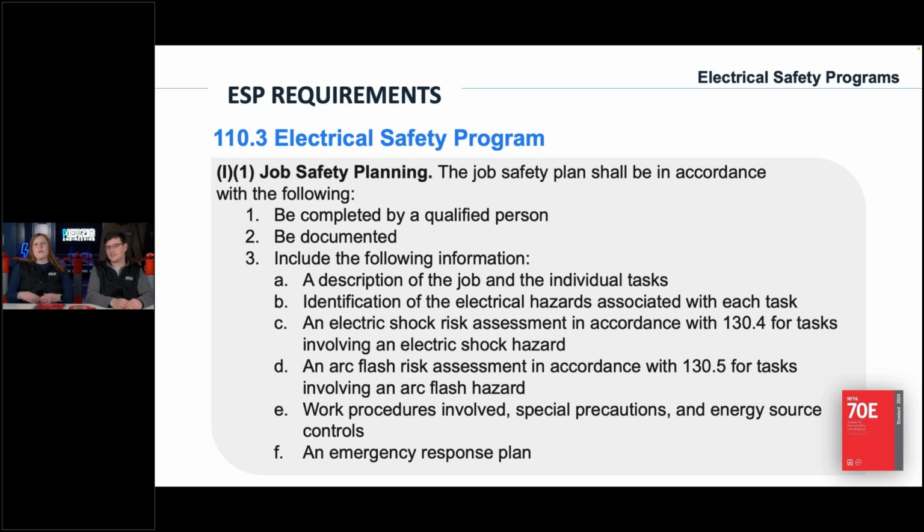So the information that has to be included in a job safety plan, where do you get that? Maybe you know what the job is and what the tasks are, the equipment. You can figure that one out, no problem. That's the whole reason why you're about to open this. Identification of the electrical hazards and doing your risk assessments for shock and arc flash, and then what to do to protect yourself from those hazards, all that comes from a proper analysis and safety program. Without that, you're kind of shooting in the dark.